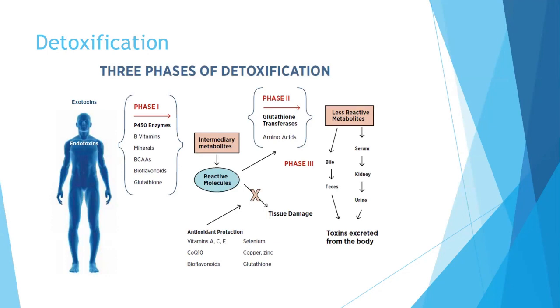Phase 1 is carried out by the P450 enzymes, and it involves vitamins, minerals, branched amino acids, bioflavonoids, and glutathione. It forms intermediate metabolites or reactive molecules. These reactive molecules may cause tissue damage, or they may enter the phase 2 reactions, where they are again changed into more water-soluble forms, and through the phase 3 reactions they are transported or excreted out from the body.